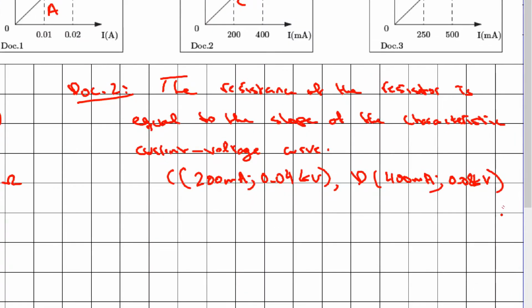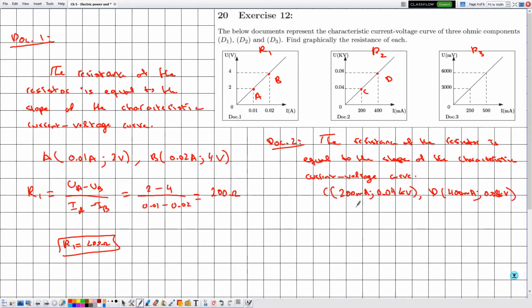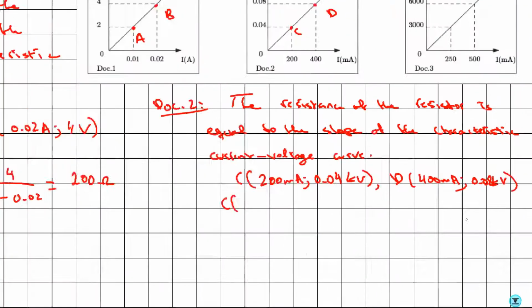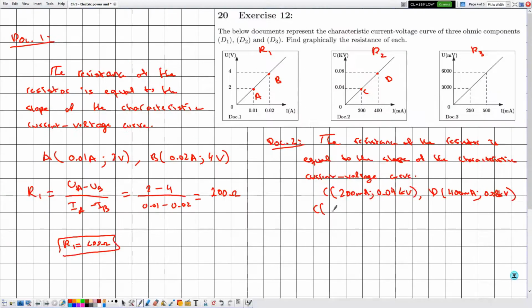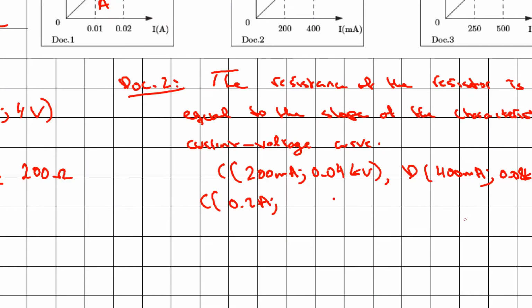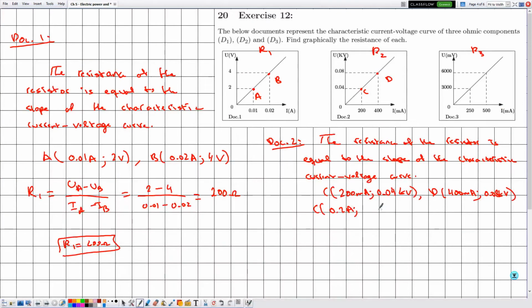Now the next step is to convert these units to the SI. So for the point C, in order to convert from milliamps to amps, we divide by 1000. So this is given by 0.2 amperes, and in order to convert from kilovolts into volts, we multiply by 1000. So this is given by 40 volts. Similarly for the point D, it's given by 0.4 amperes and 80 volts.